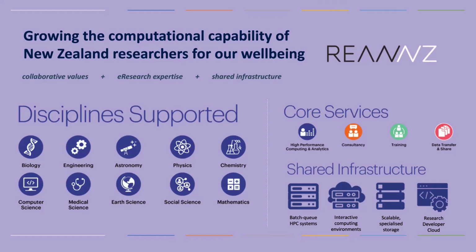The REANNZ HPC service itself consists of four main subservices, those being the HPC compute service itself, which focuses on providing access to the compute resources for our users, whether that be large amounts of CPU, memory, or GPUs. Our data transfer and sharing service, which focuses on transferring data to and from the platforms and making sharing data between researchers as easy as possible.